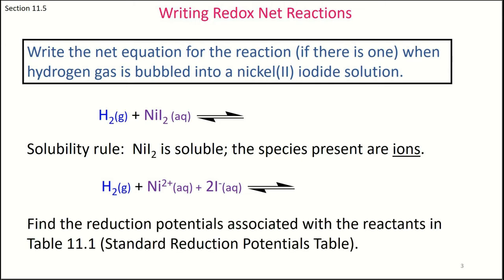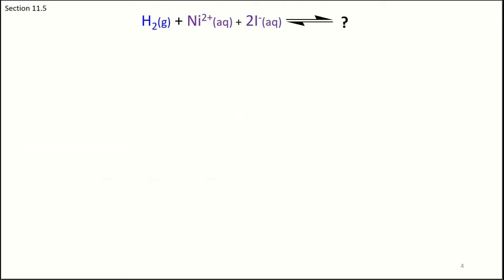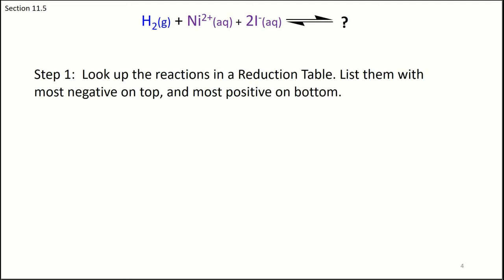Now that we've identified what we were given in this question, we need to find the reduction potentials associated with these reactions in the standard reduction potentials table. And what we want to do here is list these in order from the most negative potential to the most positive. So we want to identify the reactions that include the components that we've identified we are starting with.